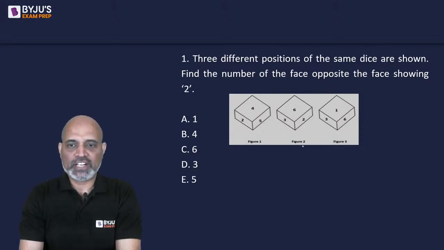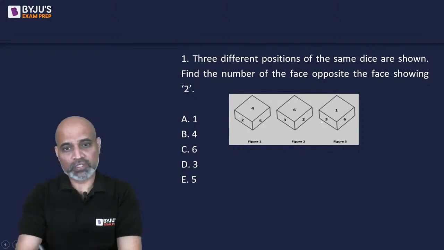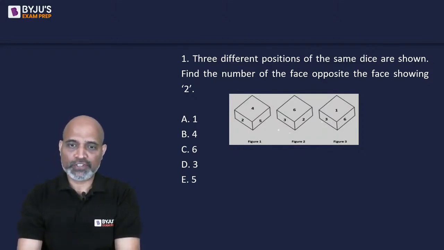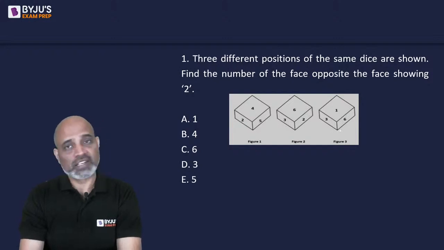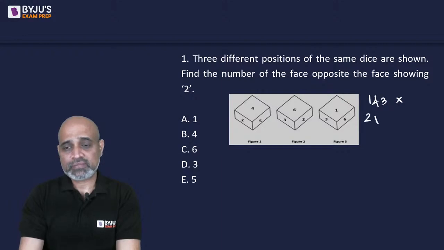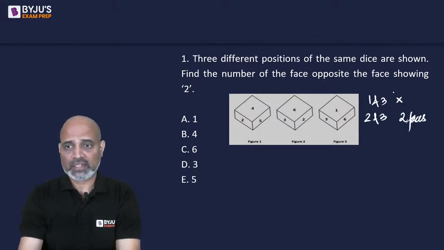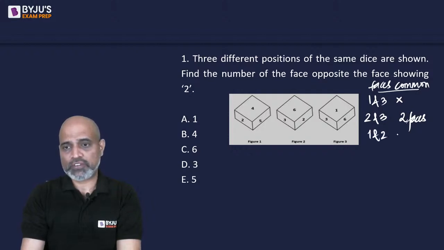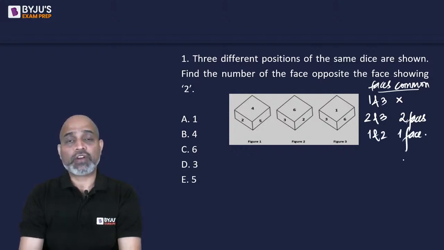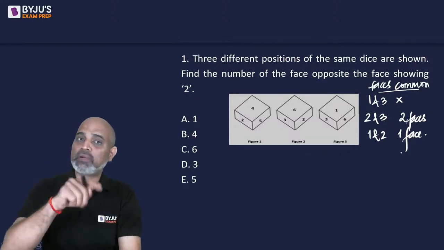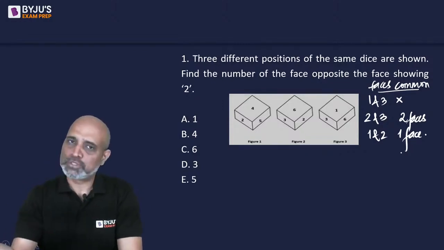If I look at figure number 2 and 3, you will find 3 and 6, 2 numbers common. If you look at the figures first and third, there is nothing common. So first and third will not give you anything. In 2 and 3, there are 2 faces common, right? Faces common, let me write them down. And in figure 1 and 2, you have got only one face common. So when you have only one face common, that is the smarter approach, and it's a faster approach as well.